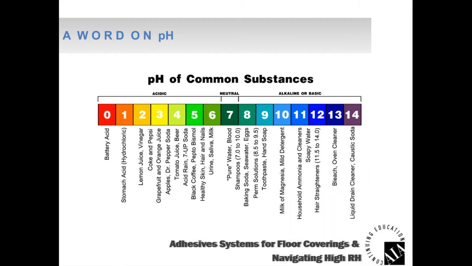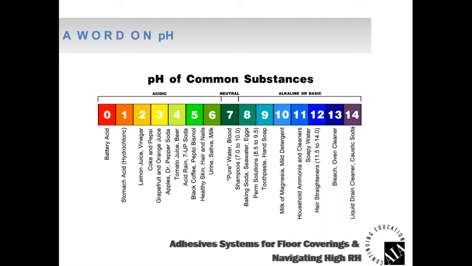The other thing I want to do is give you an idea of the pH of some common materials and substances out there that you are all aware of. We'll start right in the middle. Pure water is neutral pH. It's not acidic, it's not alkaline. Our blood is neutral pH. Not acidic, not alkaline. You go all the way to the left.